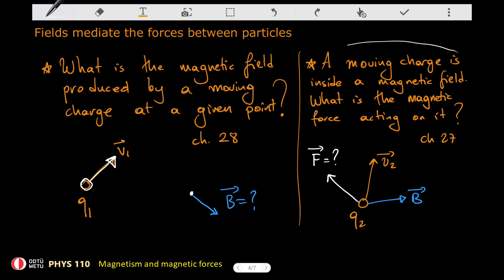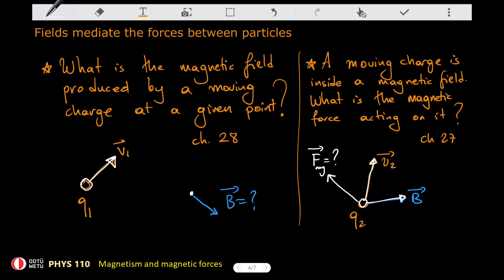And the second question is this. There is a magnetic field, and I place a moving charge inside. What is the force on it? There's a moving charge in here, and there's a magnetic field in here, so there should be a force on it. There is a magnetic force, so that's the magnetic force. We would like to write down the expression.